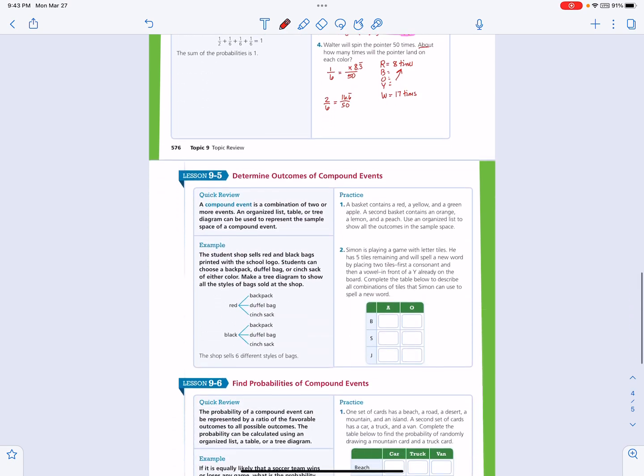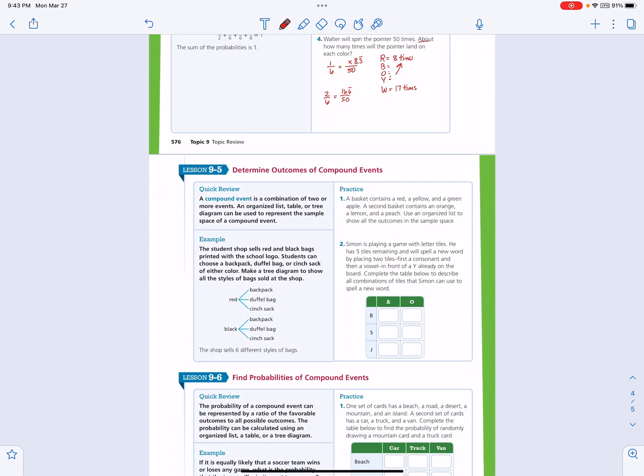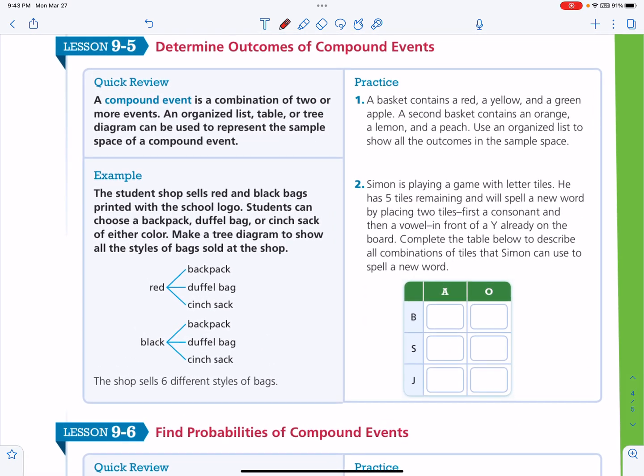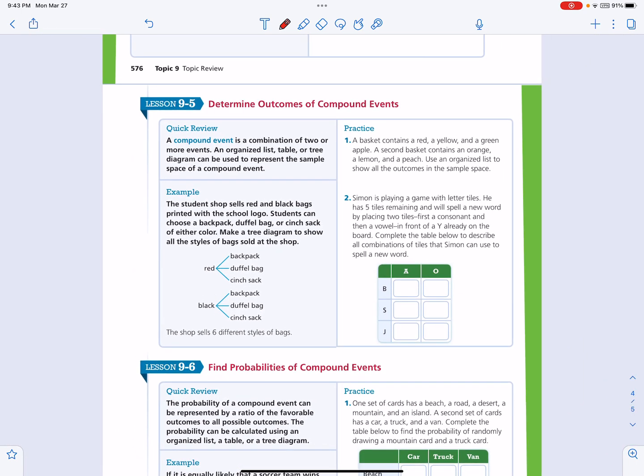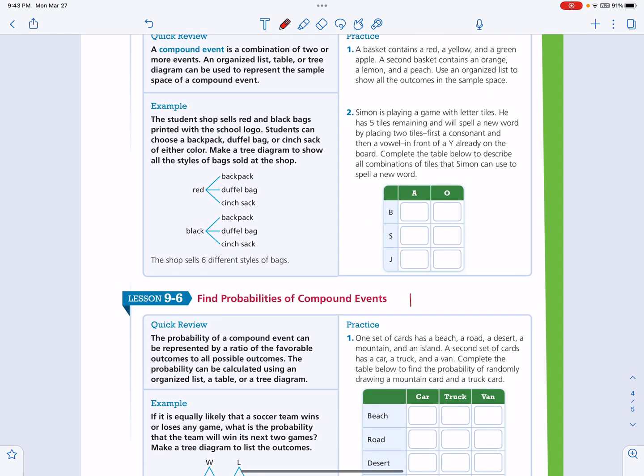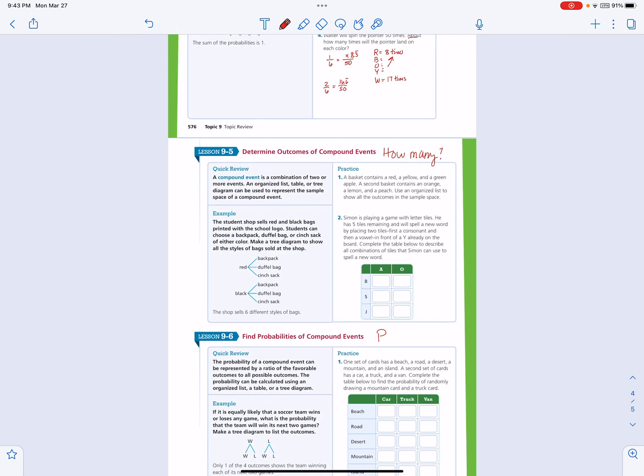Okay, all right, let's go ahead to 9-5, determining outcomes of compound events. The basics of this just means how many outcomes are there. This is the probability of that outcome. Okay, so that's the difference between the two.